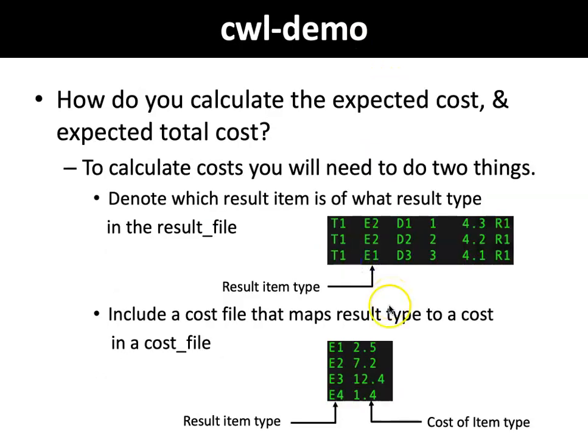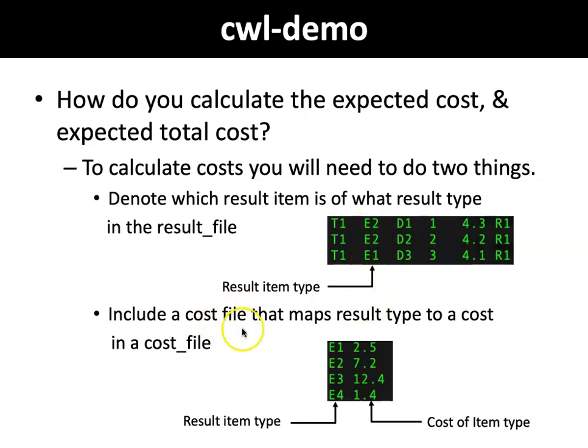Obviously one of the benefits of the C/W/L framework is that we can also compute these expected costs and total costs. But there are two things we need to do to facilitate this. We need to say what result type each document is. So this is our result file. We have a topic, and a dummy column, which we've replaced with a place to specify the result item type. Then you can specify the document, its rank, score, and the retrieval run. Here we've set that we have elements of E2, E1, and so forth.